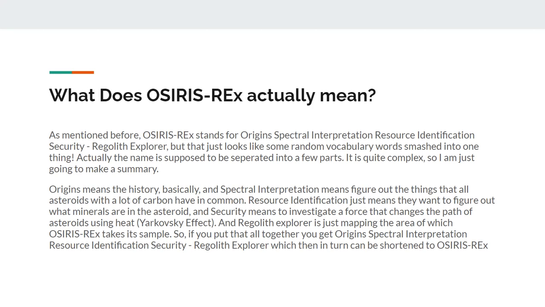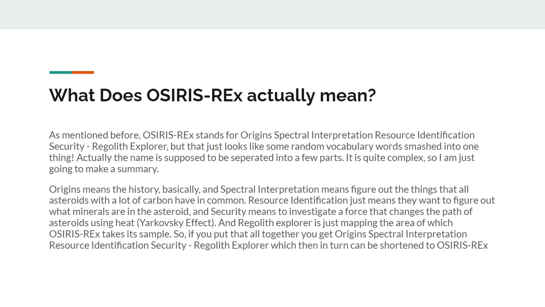Origins is like the history of the asteroid in the solar system. Spectral Interpretation just means they want to figure out what carbon-rich asteroids have in common. Resource Identification is they want to figure out the minerals, elements, and resources in the asteroid.